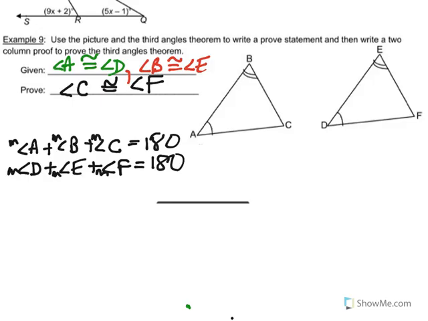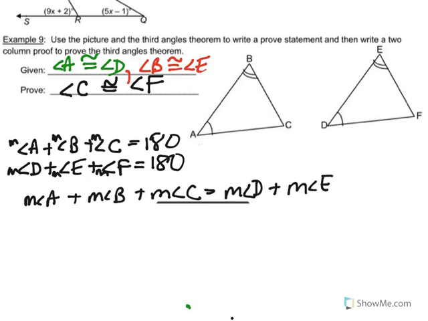Okay, now I'm going to use substitution. We know that by definition of a triangle. Okay, so now let's set these two equal to each other. The measurement of angle A plus B plus C is equal to D plus E plus F. That's all by the substitution property.